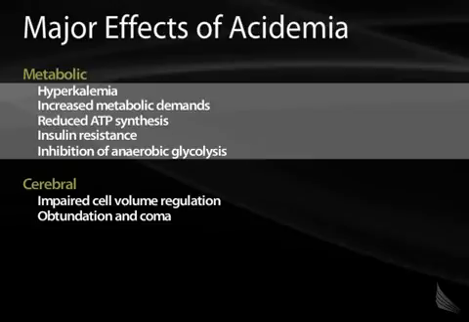The CNS effects of acidemia include impaired cell volume regulation, and at extreme levels, decreased levels of consciousness leading to obtundation and coma.